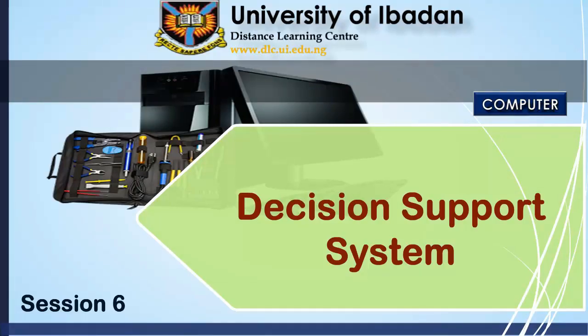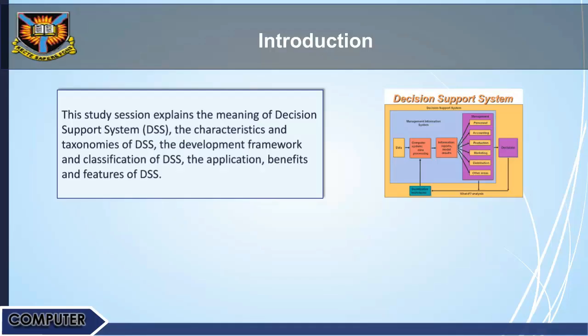Section 6. Decision Support System. Introduction. This study section explains the meaning of Decision Support System (DSS), the characteristics and taxonomies of DSS, the development framework and classification of DSS, the application, benefit, and features of DSS.